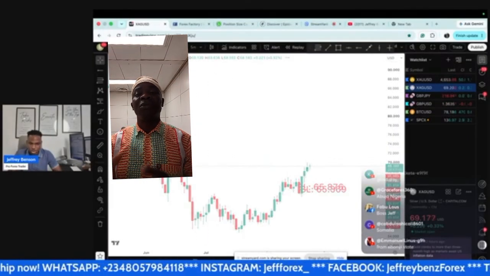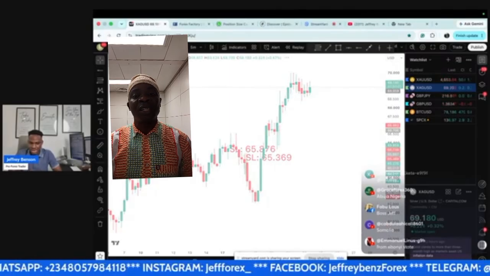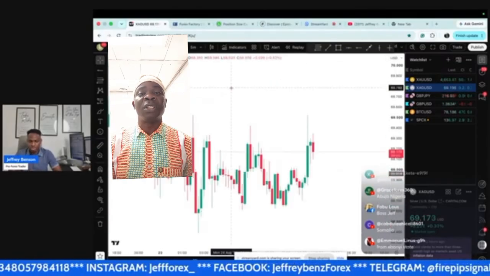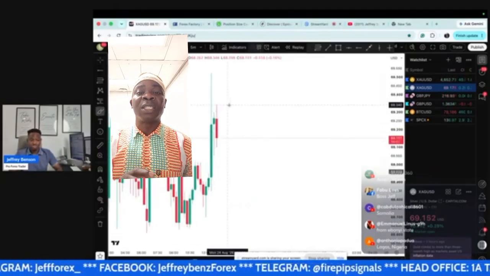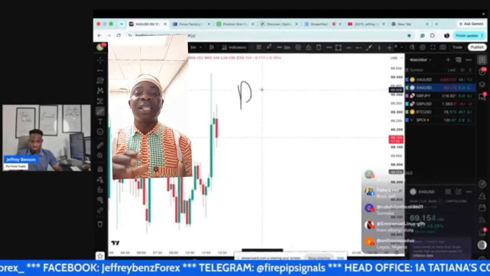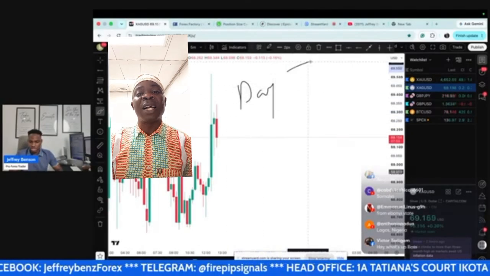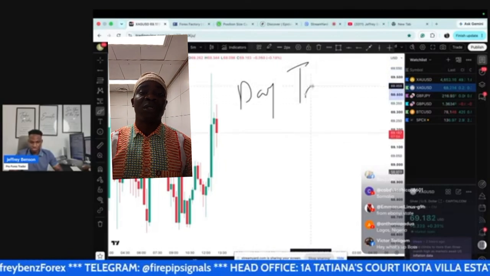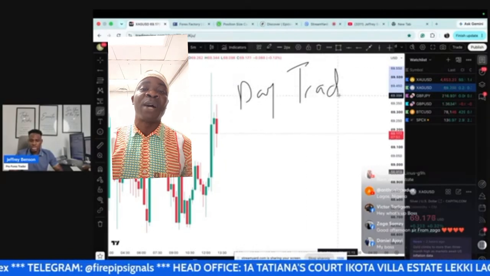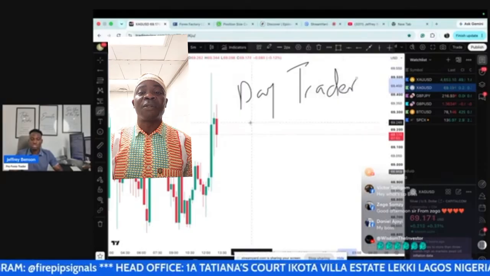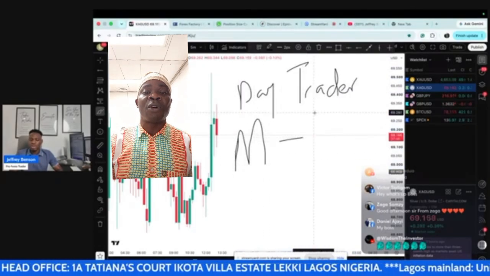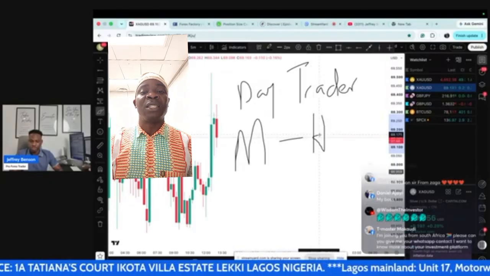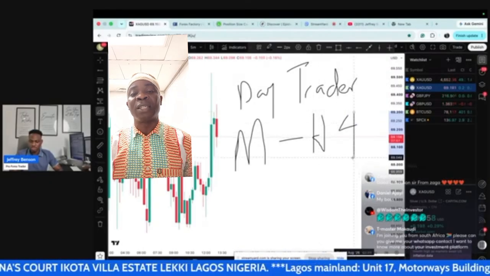From the daily, I'll go on the 4-hour time frame, then the 1-hour time frame, and then the 15 minutes time frame. You should write this down if you're a day trader. As a day trader, make sure you get your main trend from 4 hours. Main trend, M for main. Get your main trend from H4, 4 hours.